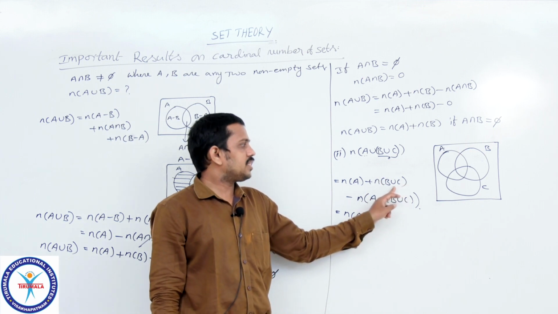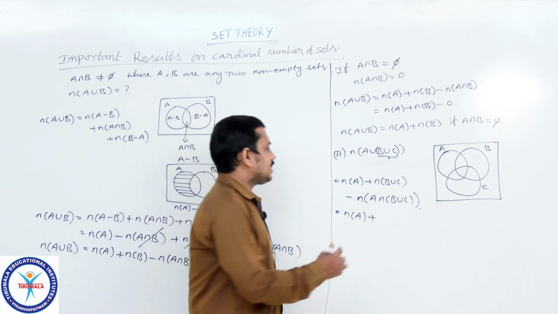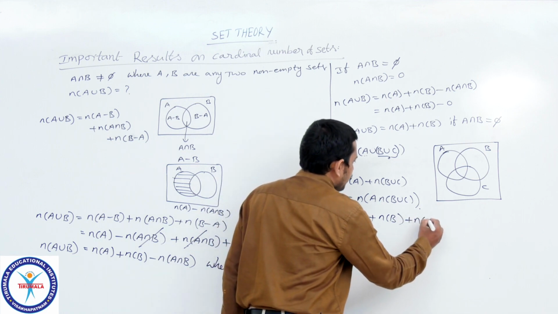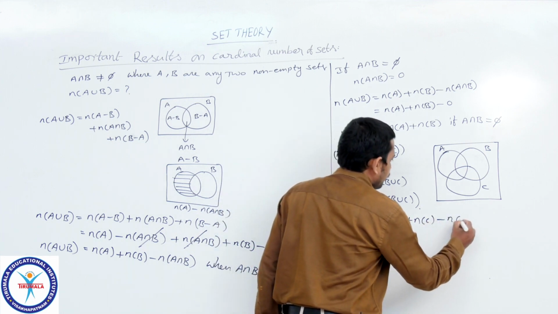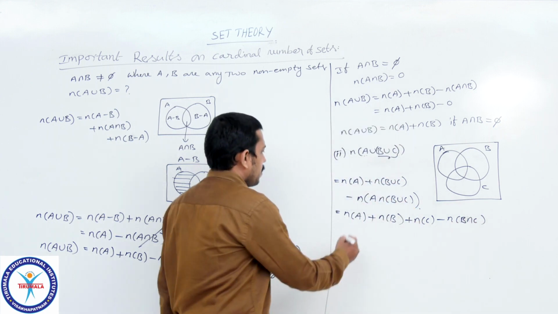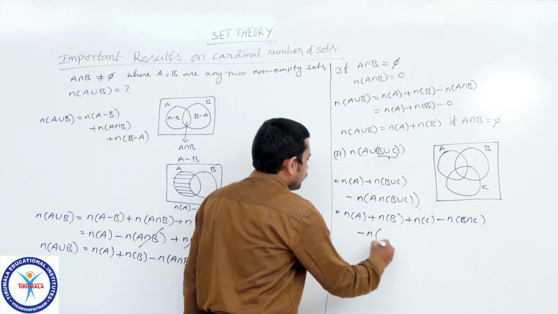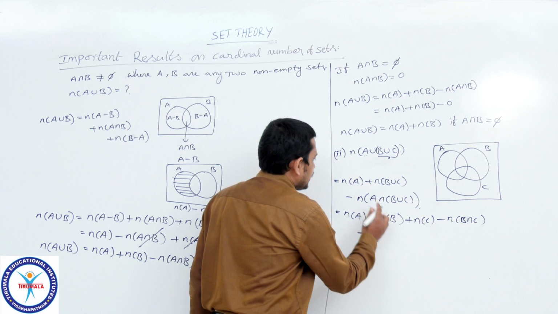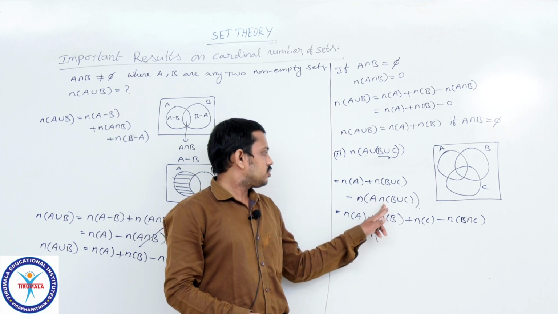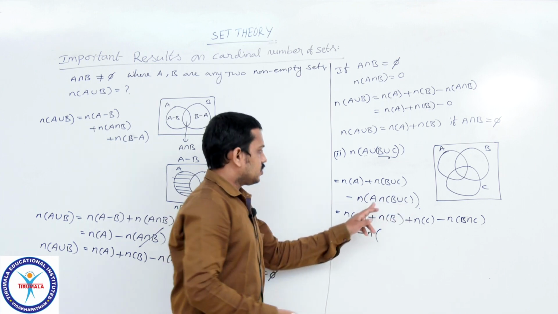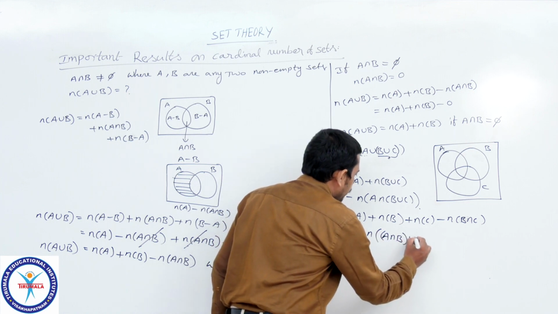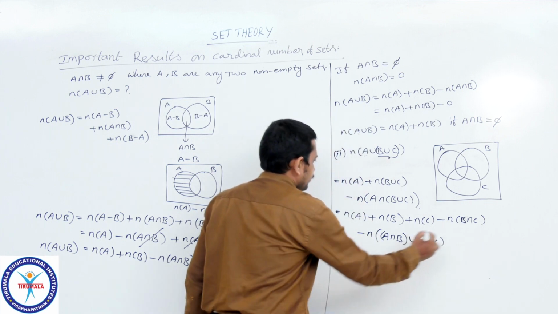The number of elements in the union of any two sets is equal to the number of elements in the first set plus the number of elements in the second set minus the number of elements common to both sets. So, n of B plus n of C minus n of B intersection C, minus n of A intersection B union C. What is the expanded form of A intersection B union C? This is distributive intersection over union, so it is equal to A intersection B union A intersection C.